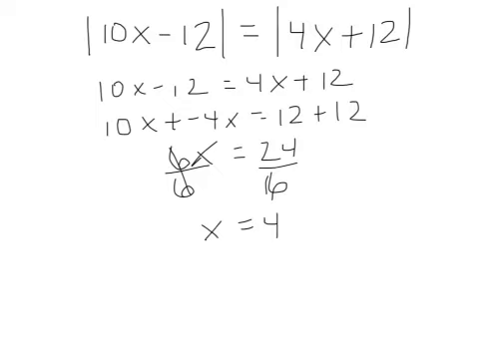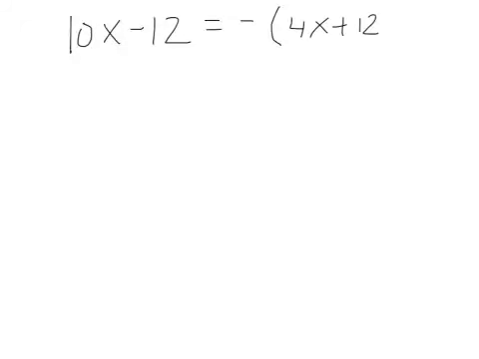But then remember, we want to set it up where it could be the negative of that also. We'll do that on the next page. So 10x minus 12 could equal negative, and be careful here, I would put this in parentheses, negative 4x plus 12. So we need to make sure that we turn both the 4x and the 12 into a negative. So I've got 10x minus 12 could be negative 4x minus 12.